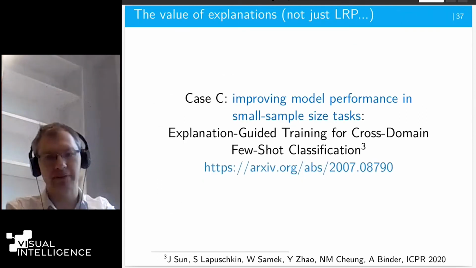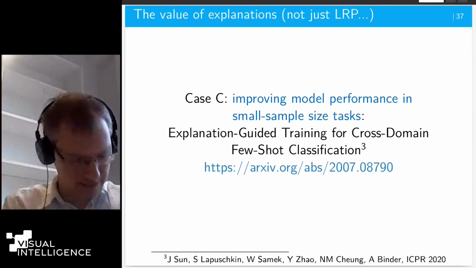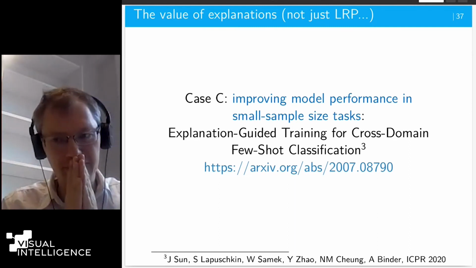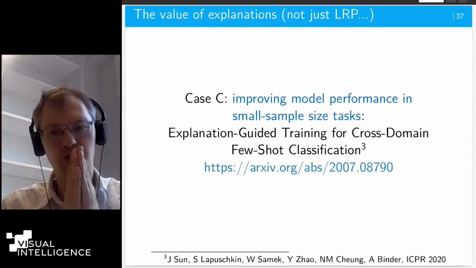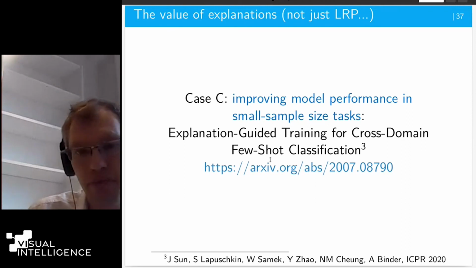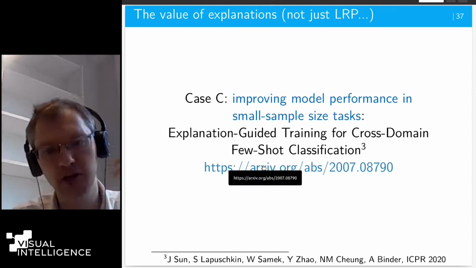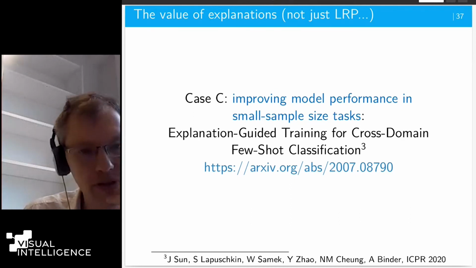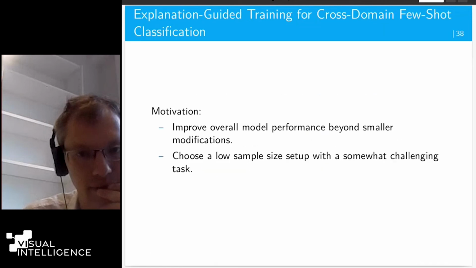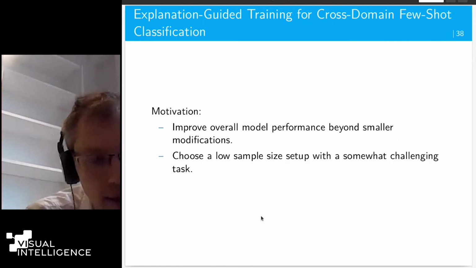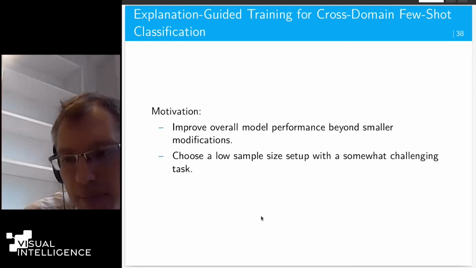Okay, but that's a bit disappointing. But now let's go for the last part of the talk, where you can show that when you have small sample size, you can really improve the actual predictive accuracy of a model in training. So we used here as an example case few-shot classification. So why few-shot classification? Because it's a low sample size setup, right?